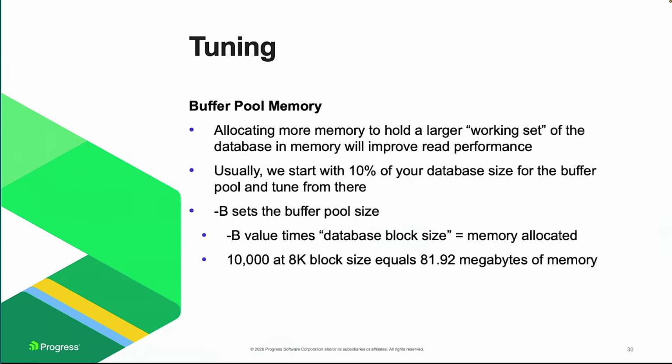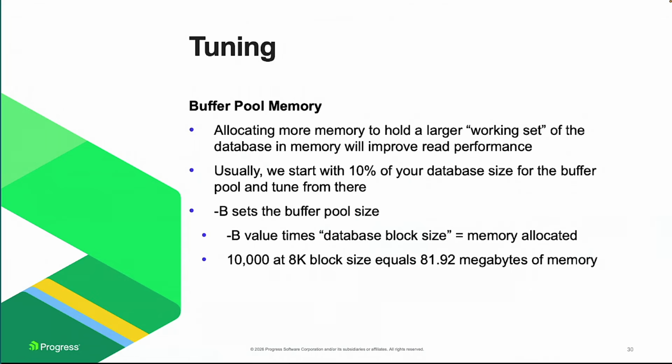So if you're in 12.8, you can change this on the fly without having to shut the database down. So if you see you're having poor performance, too many disk reads, you can go ahead and change this on the fly. And the dash big B, that's the buffer pool size. And what it does is it's the value times your block size.